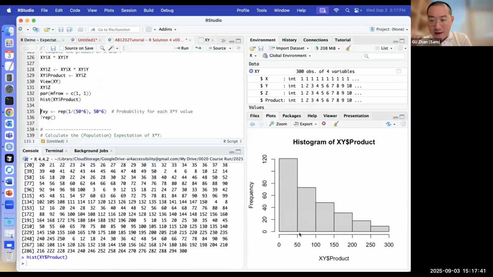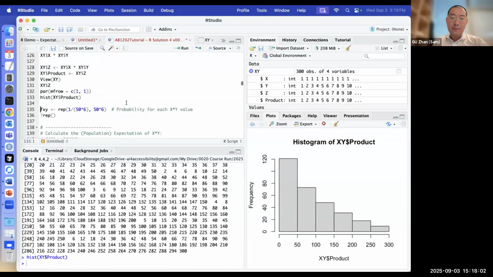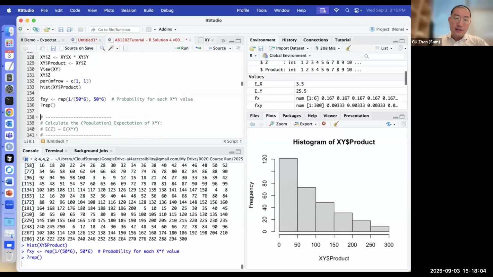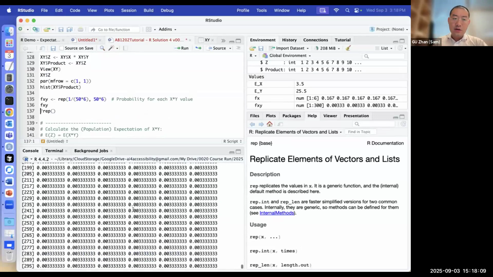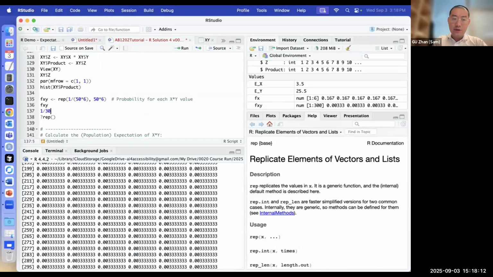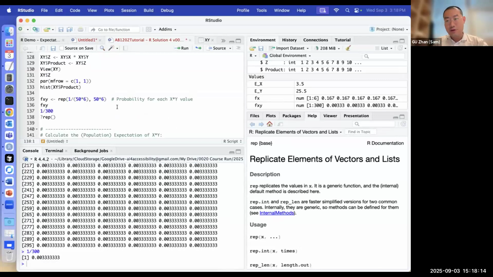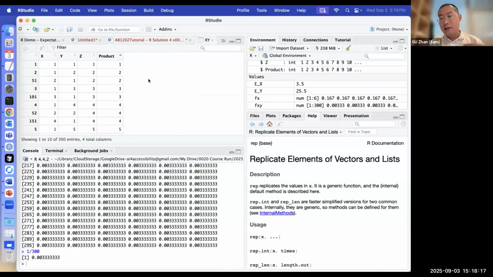This is not a normal distribution, and it is not a uniform distribution. It is overall an exponential distribution. Smaller values have more frequency, more observations, and as the value goes larger and larger, there is less occurrence. Then the frequency f(x,y) is actually simple. f(x,y) is 1 over 300, because each outcome has equal probability.